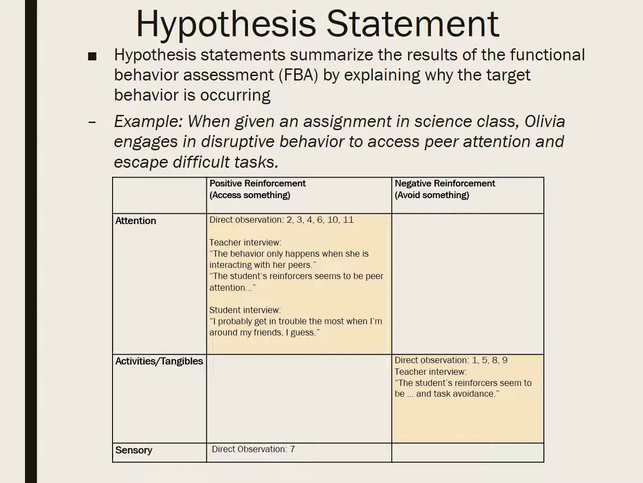Here you see most of the information is populated in gaining attention and avoiding tasks. You also are going to see some information that's put into gaining sensory stimulation. There are going to be cells where there's going to be some data that have been put in them, but it's not going to find itself in the hypothesis statement. We are trying to find the true function of that target behavior, and you need to identify the cells with the most information in it to give you a better hypothesis statement. So this is a statement that begins to explain why that particular student is engaging in the target behavior.